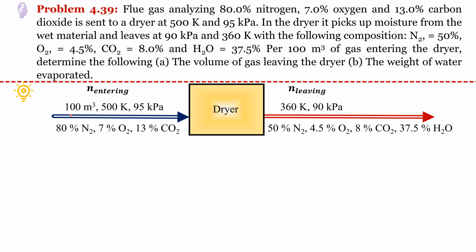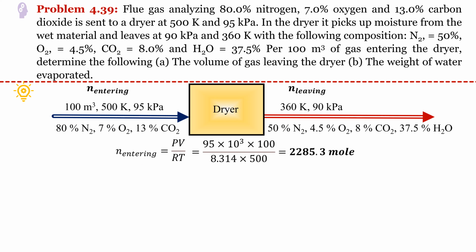So at entering part, volume is given, temperature and pressure is given. So using the ideal gas equation, we can estimate the moles of entering gas. So N entering will be equal to PV by RT, which comes out as 2285.3 mole. So we have estimated total moles. Now the composition of N2, O2 and CO2 are given, so we can estimate the moles of N2, O2 and CO2.